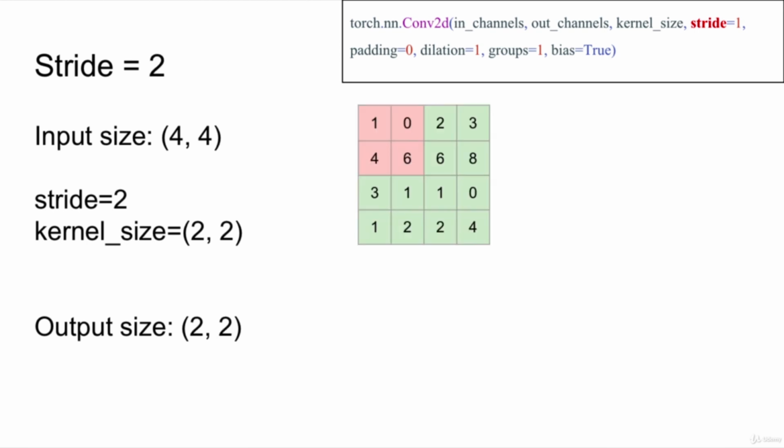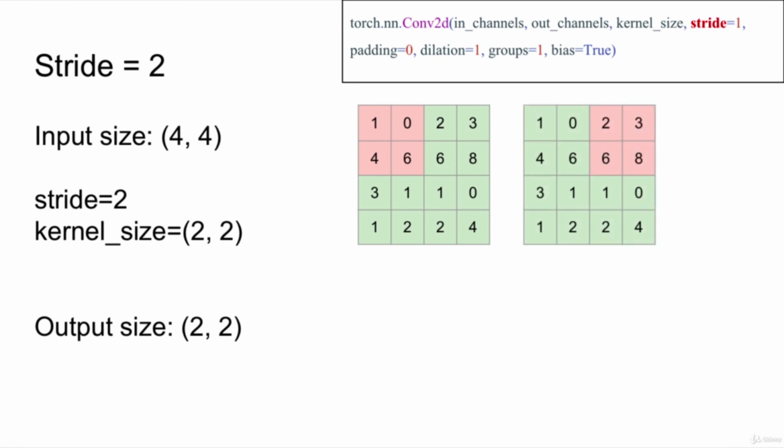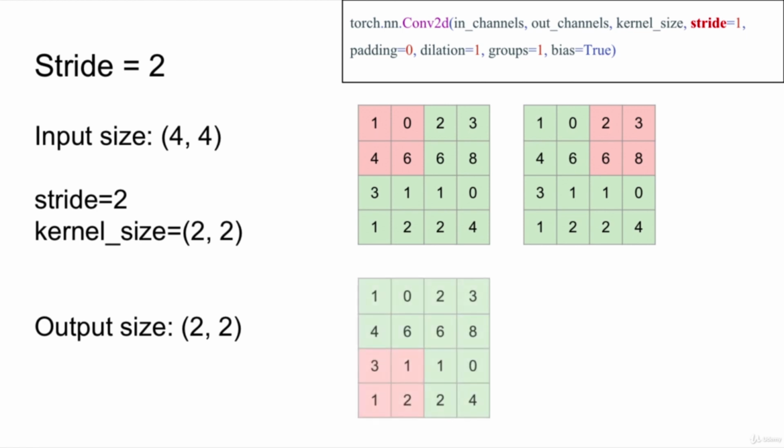Now let's increase the stride to 2. Look what happens now. We increased the stride and the size of the output of the convolution decreased. Now it is 2 by 2. That is why on the first layers of the network it is better to use a stride greater than 1 in order to downsample input images.